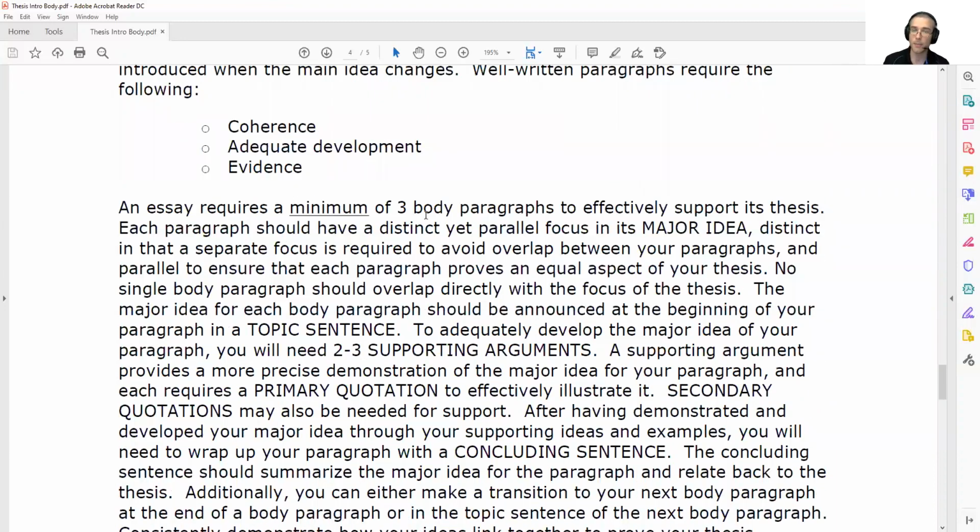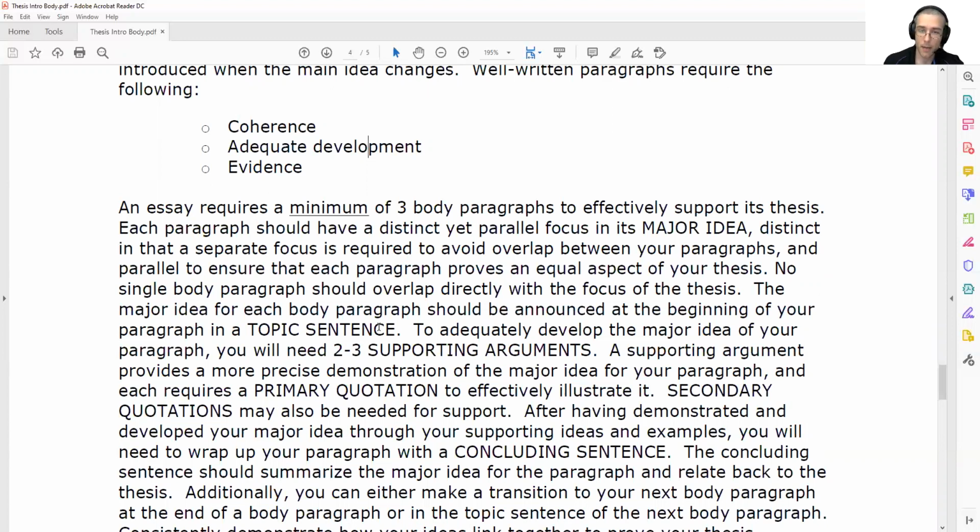An essay requires a minimum of 3 body paragraphs to effectively support its thesis. Each paragraph should have a distinct yet parallel focus in its major idea, distinct in that it is a separate focus that is required to avoid overlap between your paragraphs, and parallel to ensure that each paragraph proves an equal aspect of your thesis. So, although your paragraphs are dealing with different main ideas, they're not all talking about the same thing. They're all unified to the same purpose. They're all pointing to the same overall argument. All 3 paragraphs, like a supporting argument, help to buttress and support the thesis of your essay.